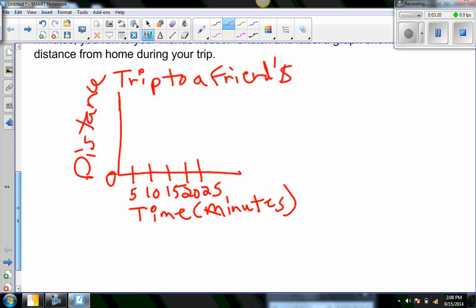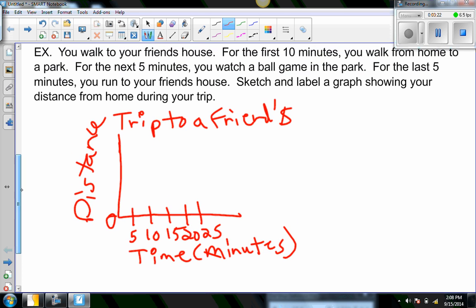If I go back up and look at the story, it says, for the first 10 minutes you walk from home to a park. So you're just going at a constant speed, you're just walking. At 10 minutes you get to the park. For the next 5 minutes you watch a ball game. So your distance isn't increasing, but your time is. So you're just going straight.